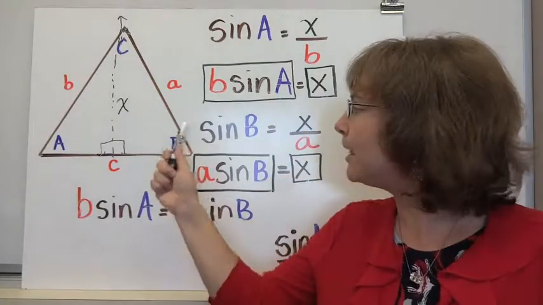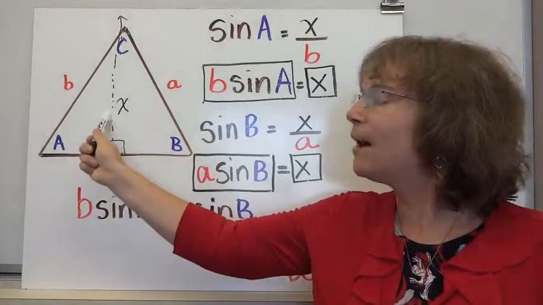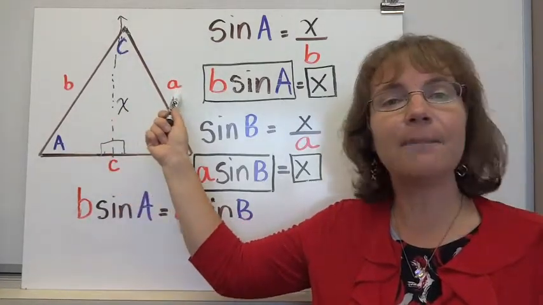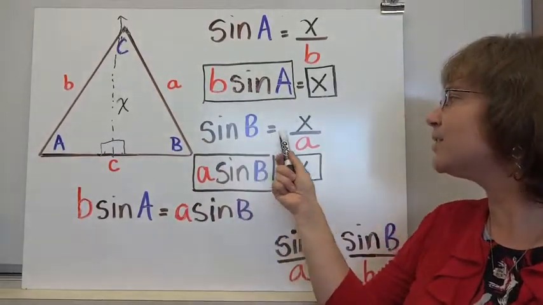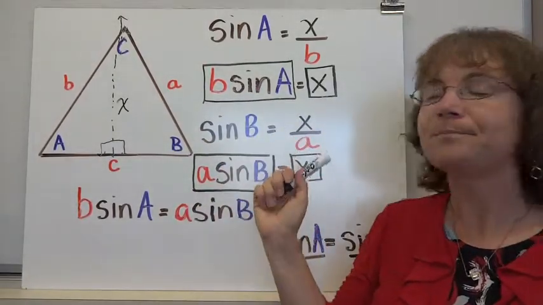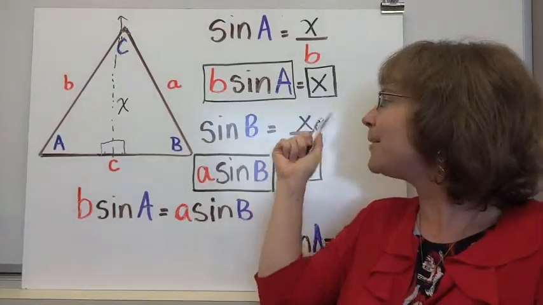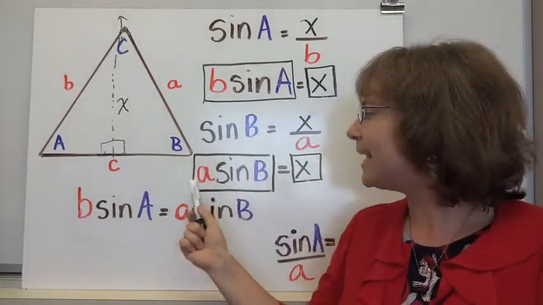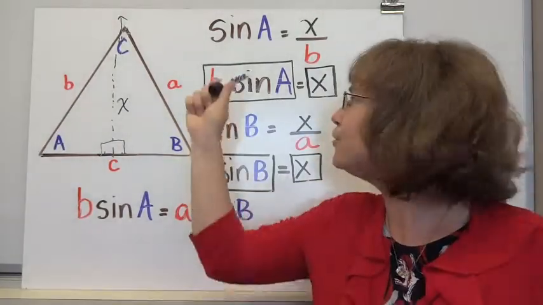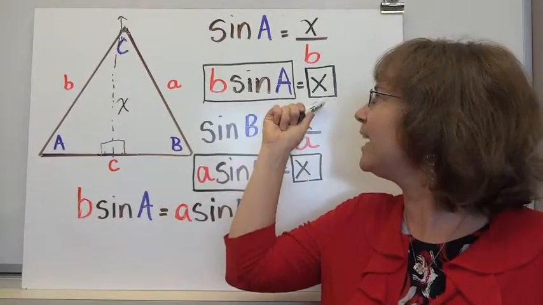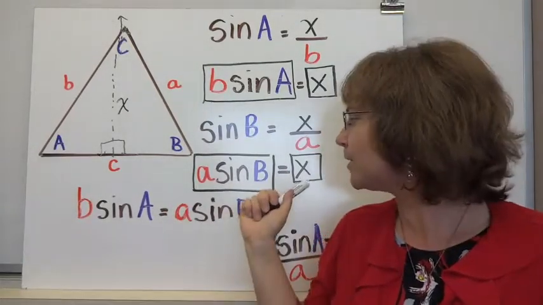Now I can do the same thing with my angle B. So the sine of B equals the opposite over the hypotenuse. The hypotenuse in this case is going to be a. So the sine of B is equal to x over a. Now I can solve for x as well. You'll see why I'm doing that in a minute. I multiply both sides by a, and I get a times the sine of B is equal to x. Now I have two values that are equaling x. b times the sine of A equals x, as well as a times the sine of B equals x.